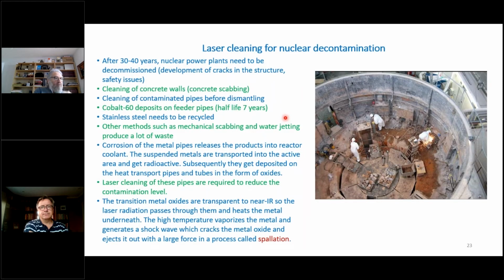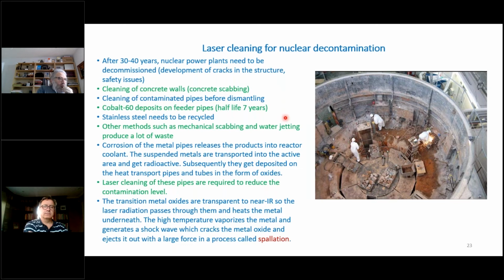Another very interesting application is laser cleaning for nuclear decontamination. So in Canada, for example, in the provinces of Quebec and Ontario, we don't use coal at all. Ontario makes 60% of its electricity through nuclear power generation. And Quebec has a lot of water, so 94% of the energy is from hydroelectric.